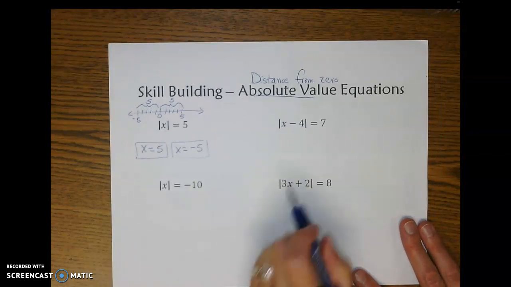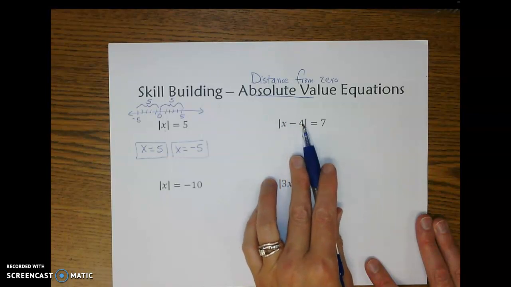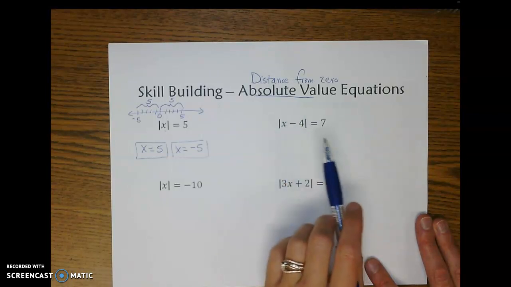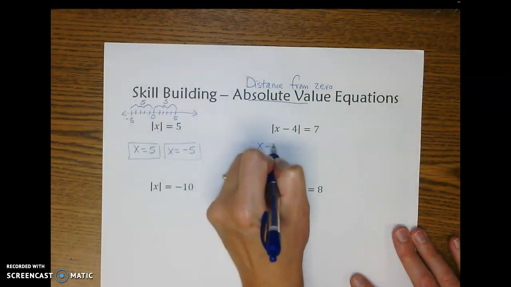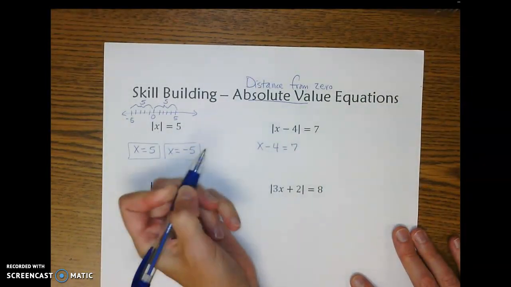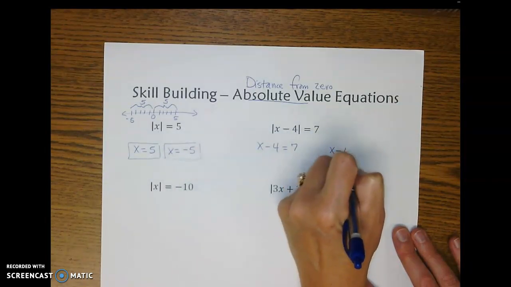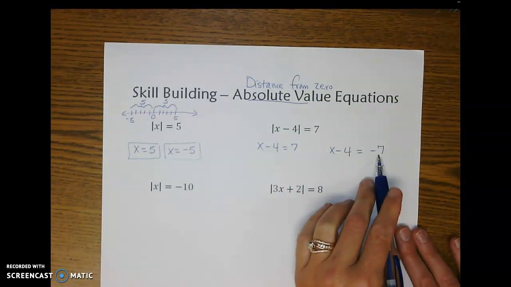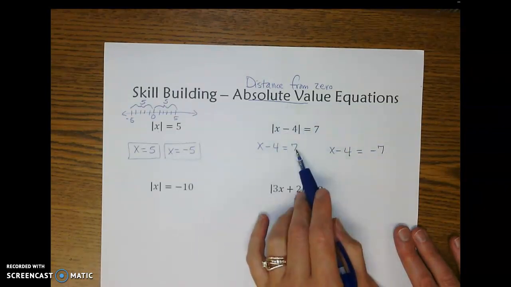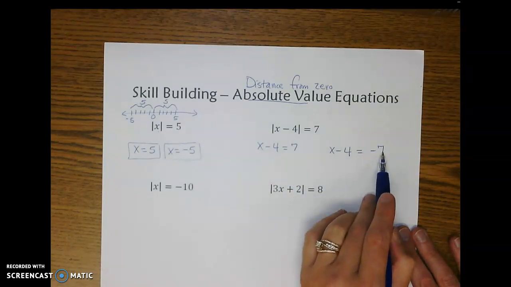All right, number 2. I need to find answers for x here, so that I have a value inside of here that would be 7 units away from 0 on the number line. So I could have a positive 7 in there, right? Because 7 is 7 units away from 0 on the number line. And I could have a negative 7 in there, because negative 7 is also 7 units away from 0 on the number line. So absolute value equations will turn into two problems. One with a positive 7, one with a negative 7.